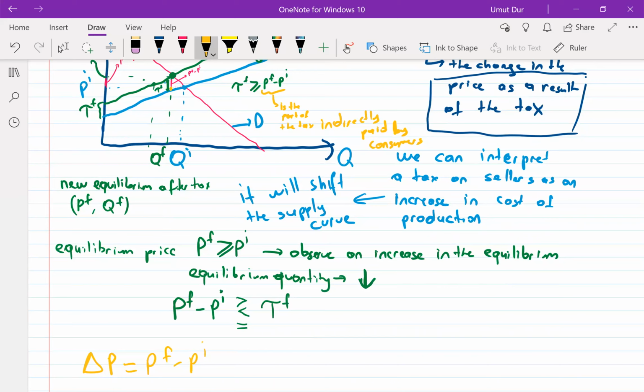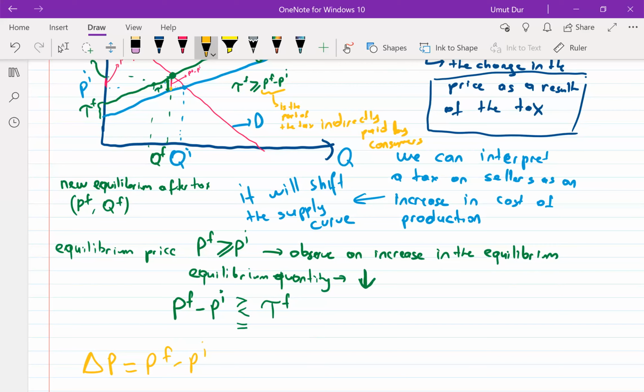Remember that. The buyers are responding to this increase in the price by changing the quantity that they are buying. In the next lecture, we will see this. We will look at utility optimization, and how the buyers decide how much to buy.